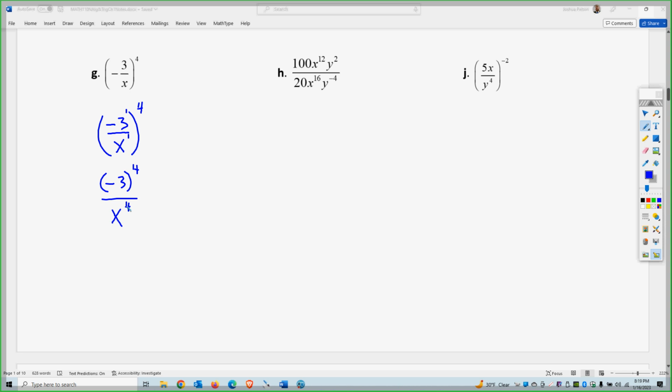So let's see, 3 times 3 is 9, 9 and 9 is 81 over x to the fourth power. Okay. Whoops, that didn't come out very well. I don't know why that is.